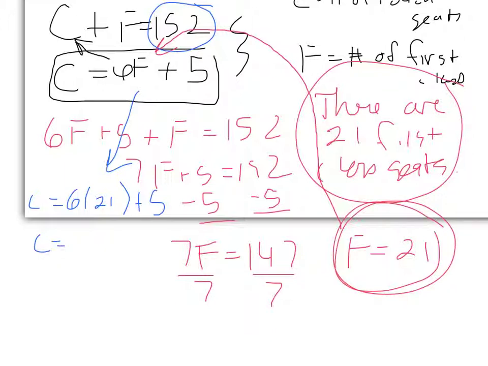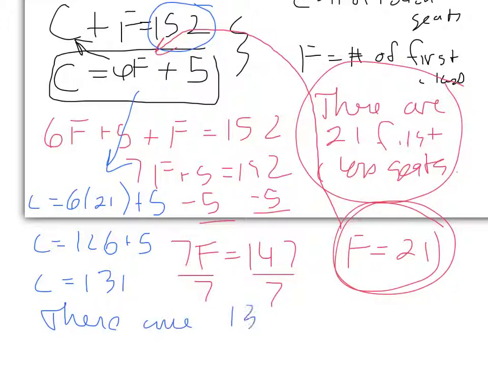So see here, 21 times 6 is 126 plus 5. This gives us C equals 131. So there's 21 first class seats and there are 131 coach seats.